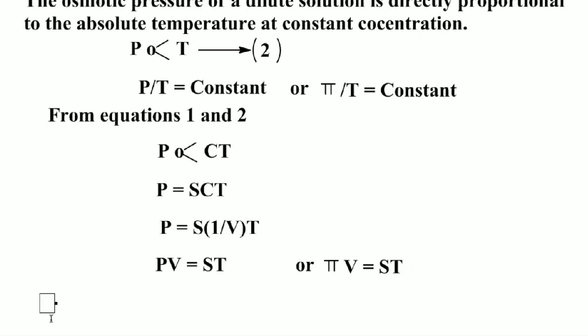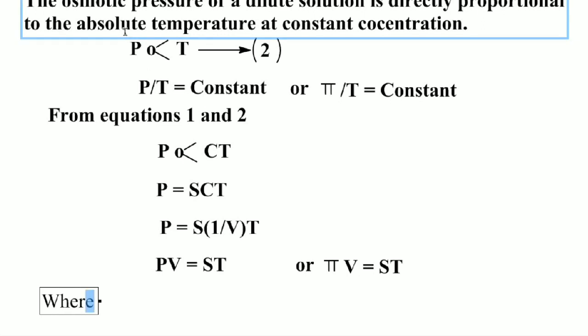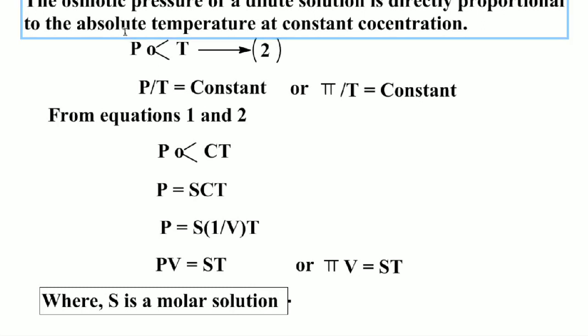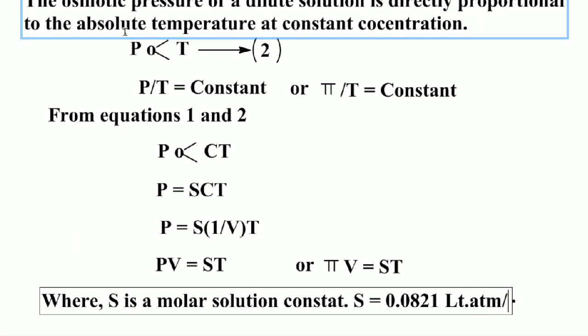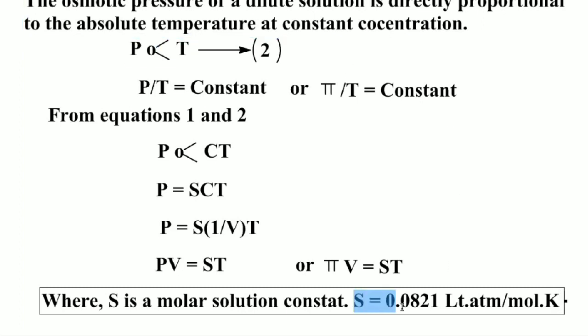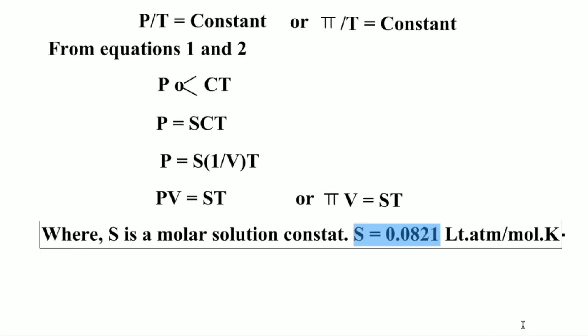So students, in the above equation, the proportionality constant is known as the molar solution constant, where capital S is the molar solution constant, and the value of S is equal to 0.0821 liters atmosphere per mole per Kelvin.